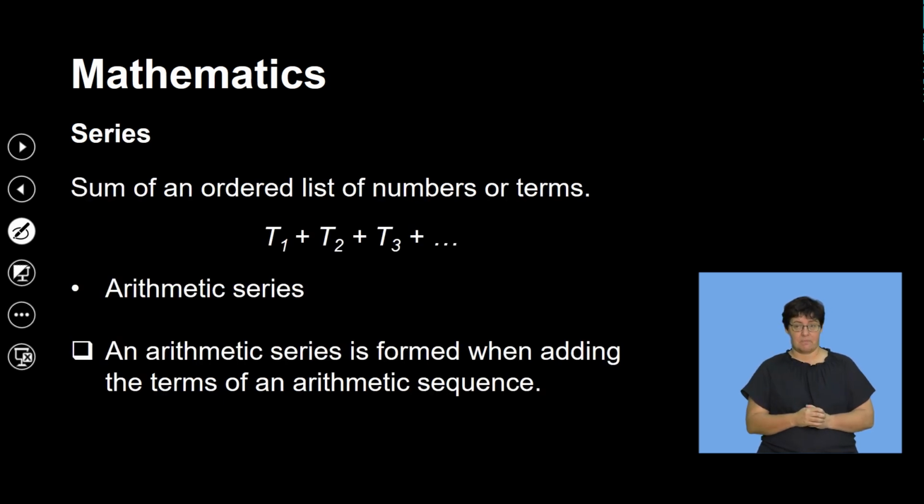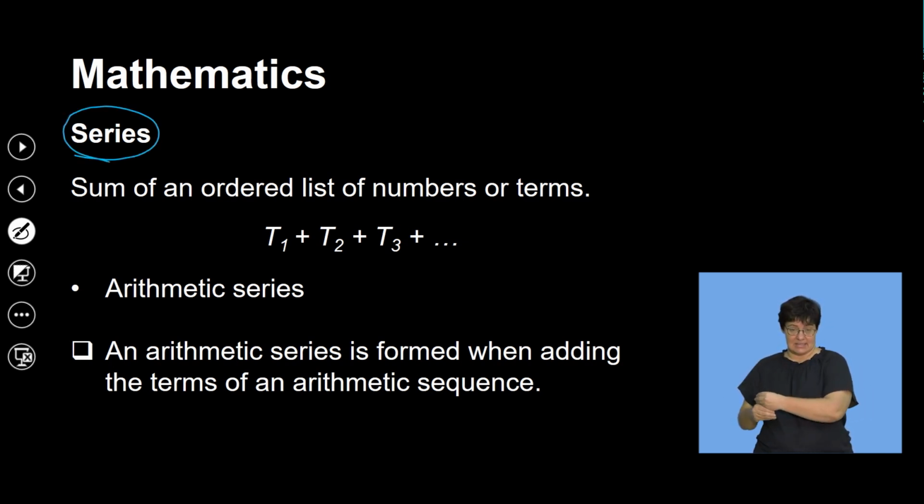Now, a series is the sum of an ordered list of numbers or terms, right? A series is just you adding the sequence. So I had T1, T2, T3 continuing. As soon as I start adding them, we then call it a series. An arithmetic series, because we're still talking about an arithmetic sequence, is when adding the terms of an arithmetic sequence, right?